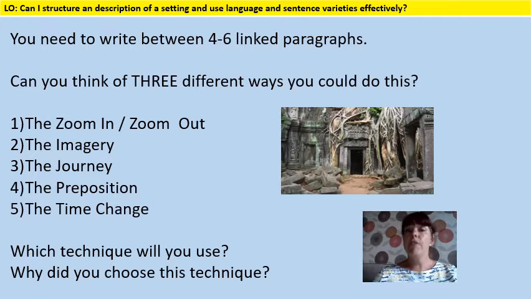And then number 5 is the time change. The easiest thing to do here is either the sun is coming up or the sun is setting, and each paragraph is linked by those changes in time. So, how would that place alter and shift and change if it got increasingly darker, or if the sun was rising and with the light coming up you could see different things? So, 5 different ways that you can create really interesting structure in your writing. Which technique are you going to use, and why are you going to use this particular technique?